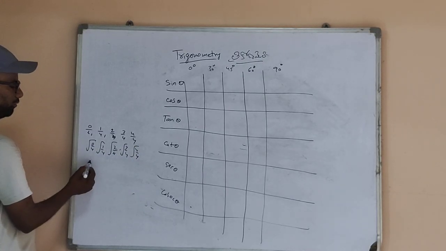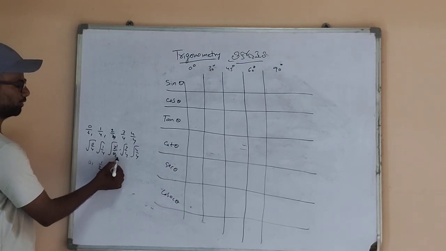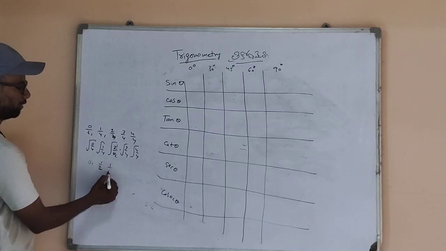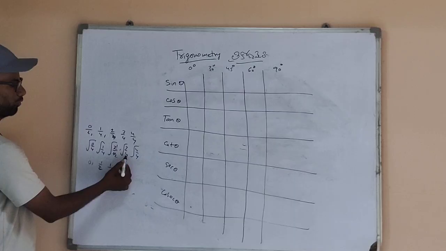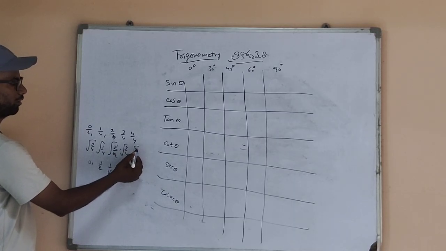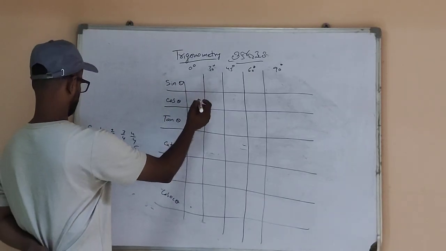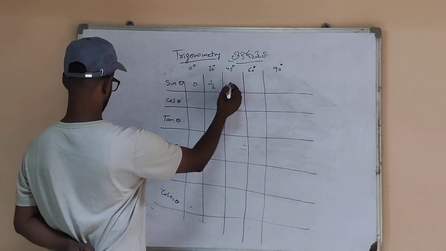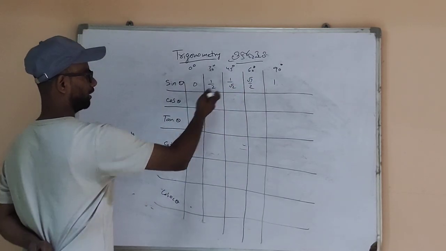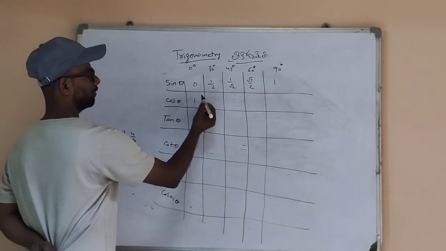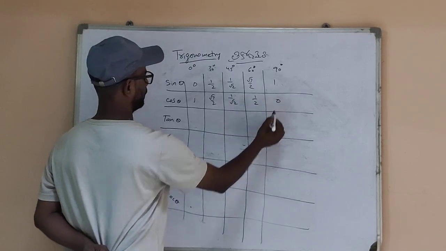So 0 by anything is 0. 1/4 means 1/2, here cancel. 2 1 ja, 2 2 ja. So root 1/2 means 1/root 2. Root 3/4 means root 3/2. Root 4 is 2, again 4 gets cancelled. Root 1 means 1. So take these values in the first row: 0, 1/2, 1/root 2, root 3/2 and 1. Then crisscross the values and write them again here: 1, root 3/2, 1/root 2, 1/2, 0.